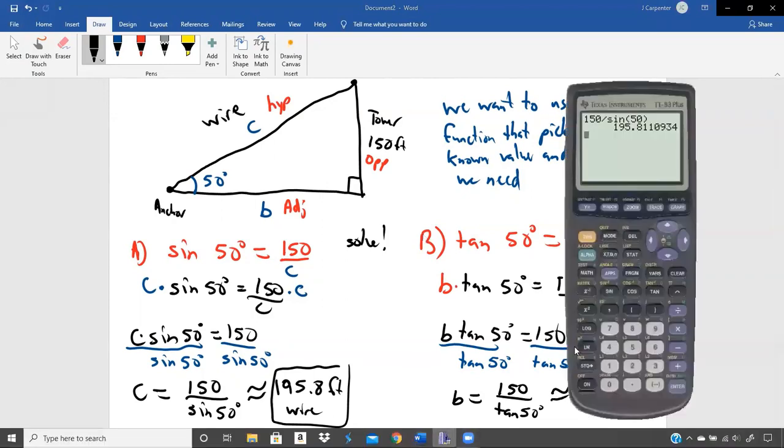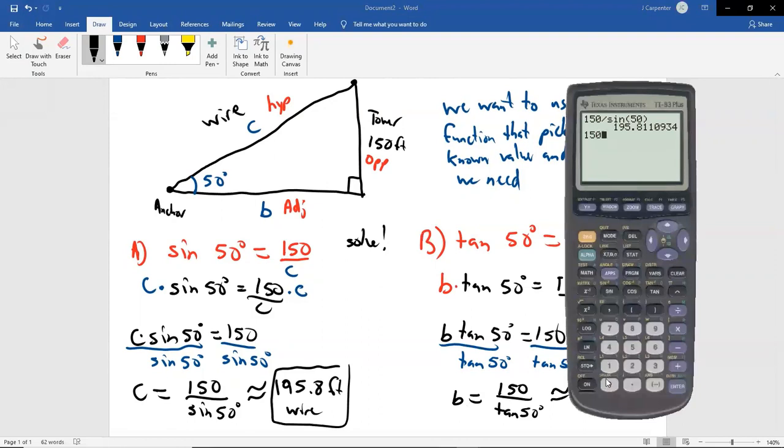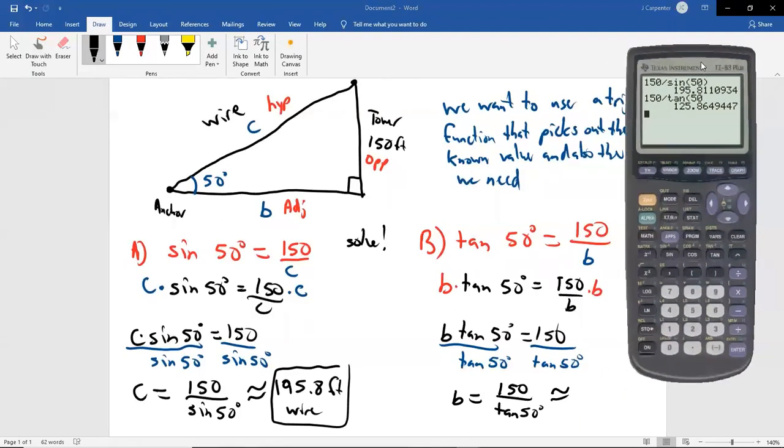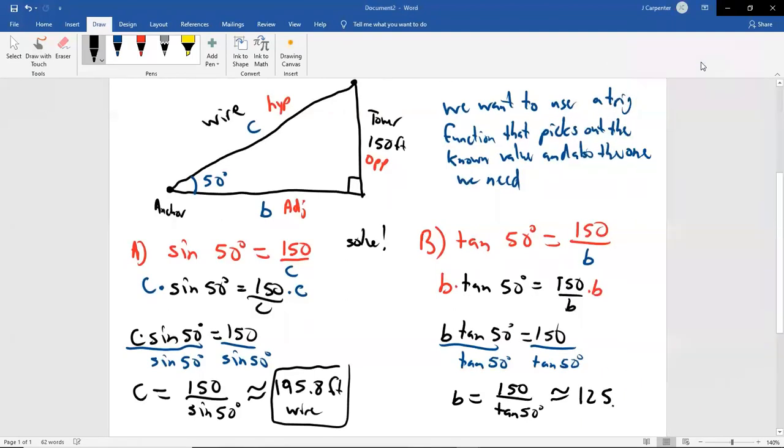So it's calculator. The mode hasn't changed. 150 divided by tangent of 50 degrees. You can check the mode if you really want to. Mode, yep, we're good. So 125.86, which would round to 125.9. Be careful with your rounding. And that's in feet. So that's the horizontal distance.